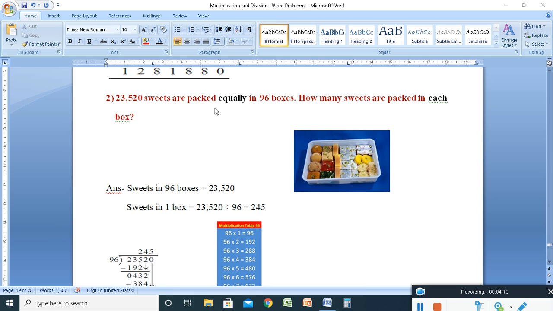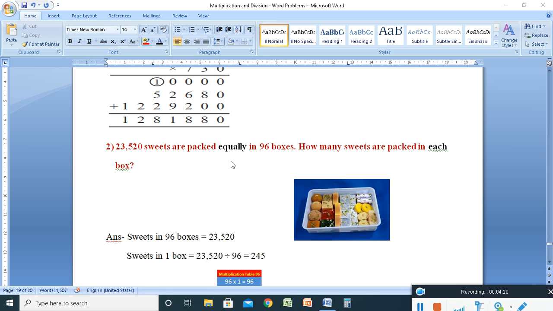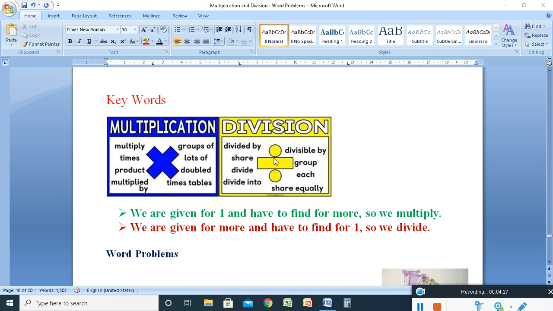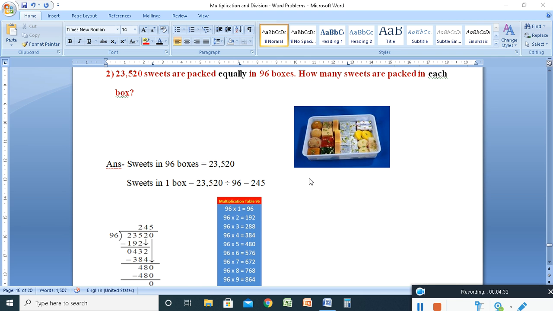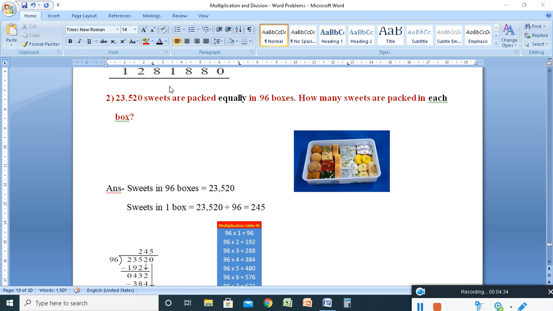23,520 sweets are packed equally in 96 boxes. How many sweets are packed in each box? So just look at the keywords, each is there, equally is there. If you find keywords like this, you have to go for division. Equally, each, all of these mean you have to go for division. Okay. So 96 boxes contain 23,520 sweets. What about for one box?